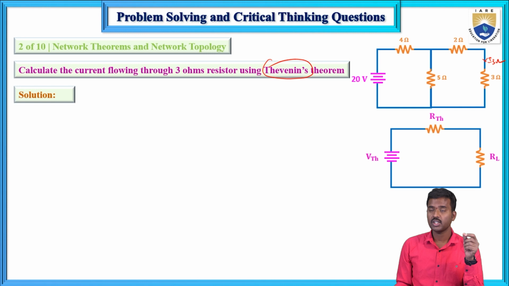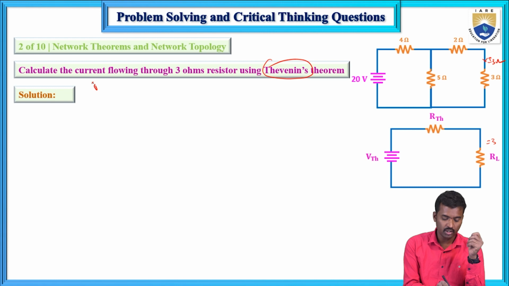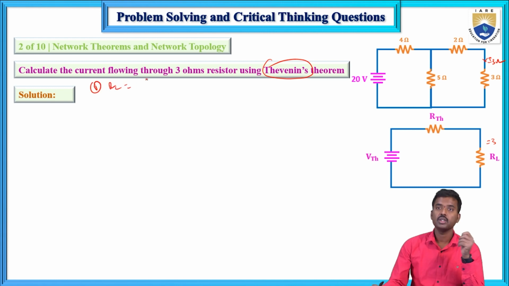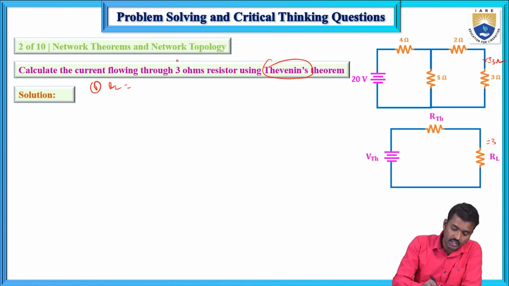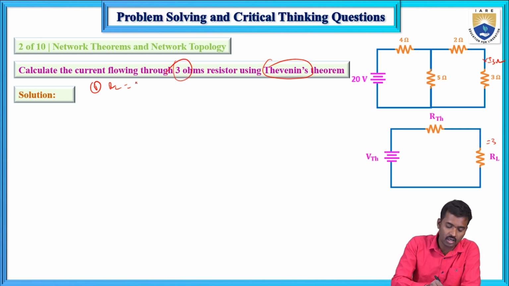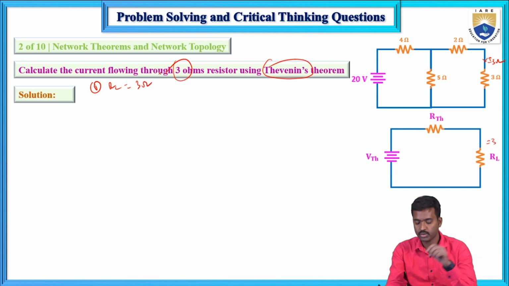So what is Thevenin's theorem? A number of voltage sources, current sources and resistors are replaced by a single equivalent circuit. The single equivalent circuit consists of a voltage source in series with the resistance. So the first step is to determine the RL value. Determine the load resistance, where the current is to be calculated. Here the 3 ohm resistor is the RL. RL equals 3 ohms.